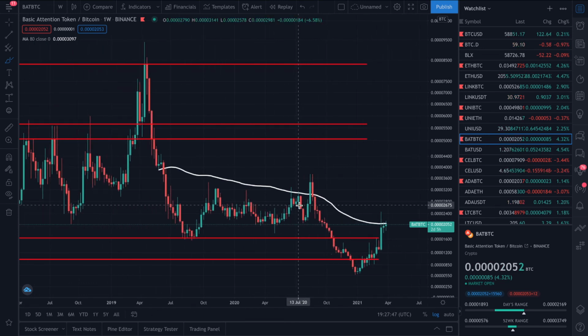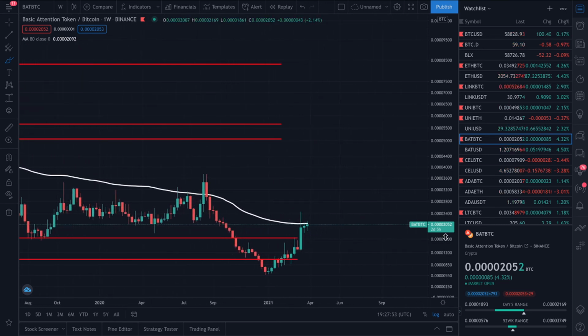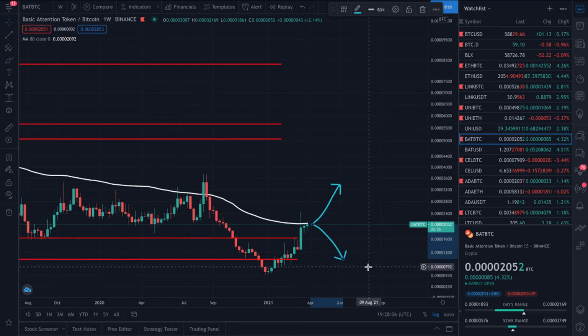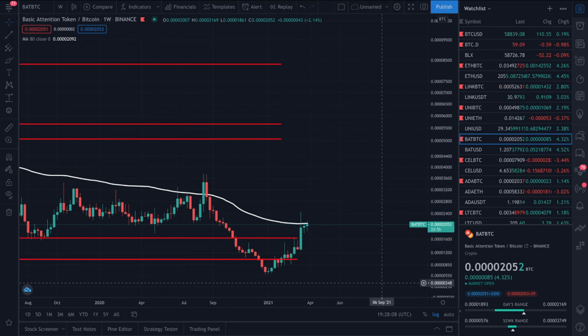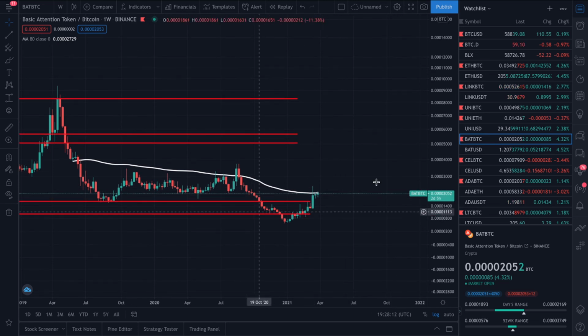So, with that said, things are looking fairly good with basic attention token. I expect a major move within the month. In the month of April, we should see some kind of response from basic attention token, whether we're going to be breaking out or if we're going to get rejected from the 20-month or 80-week moving average. That's pretty much it for today, you guys. Keep an eye on this moving average. I think it might be quite interesting to see.